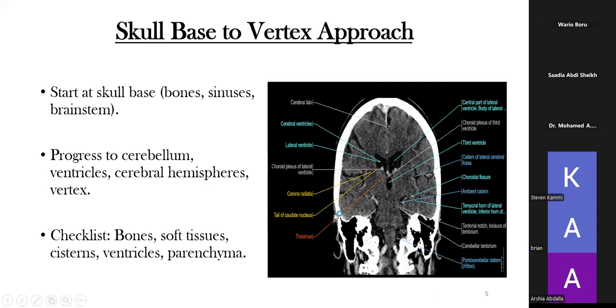From the base of the skull all the way towards the vertex, you have the bones, you have the sinuses, you have the brainstem. Then you're progressing toward the level of the cerebellum, the ventricles, the cerebral hemispheres, all the way to the vertex. So you have a checklist at each particular point. You're going through the bones, the soft tissues, the cisterns, the ventricles, and the parenchyma. That's what you're actually going through at each level.